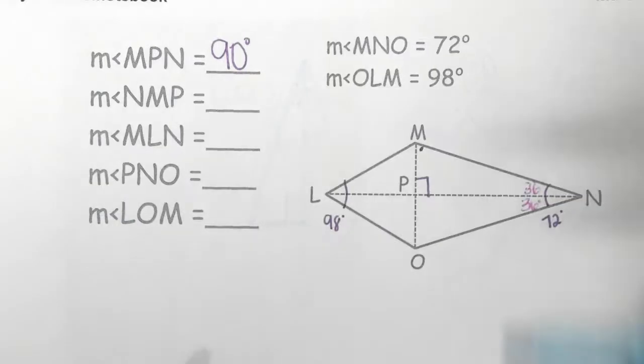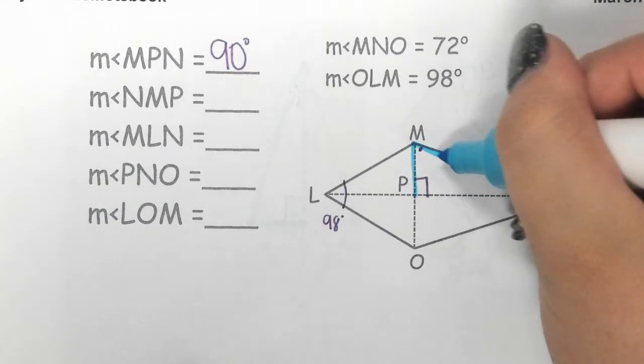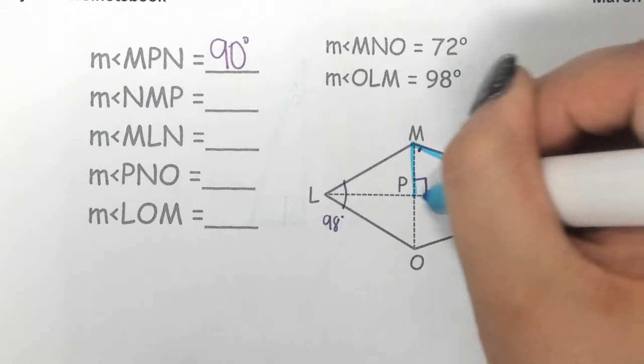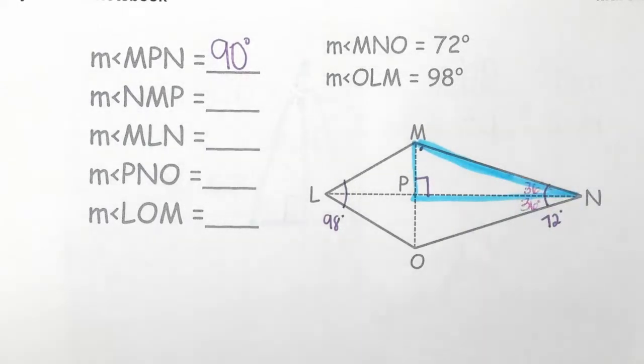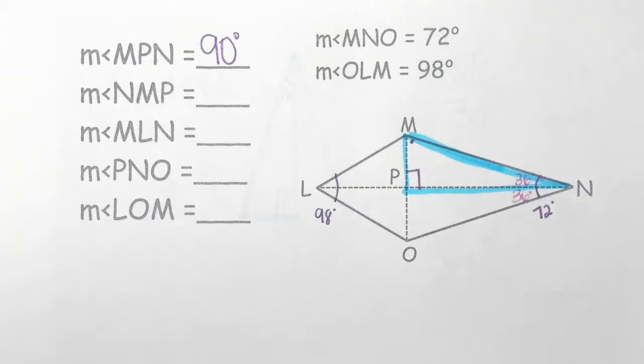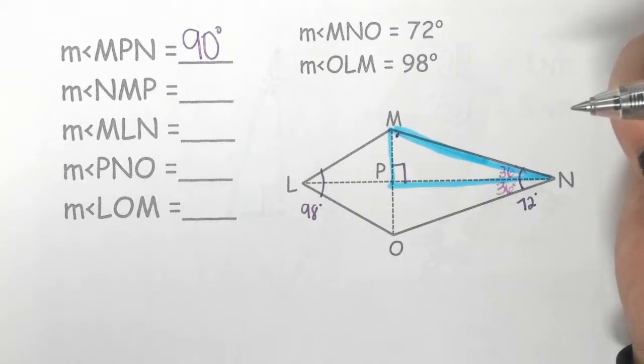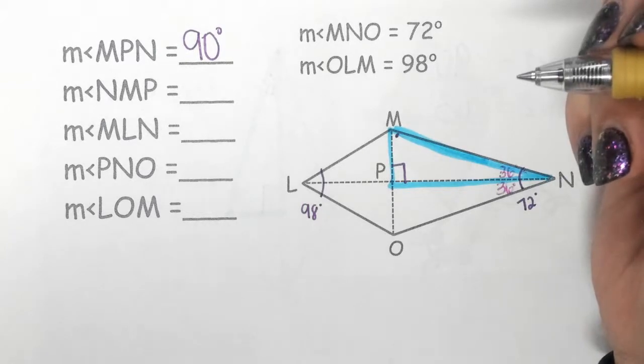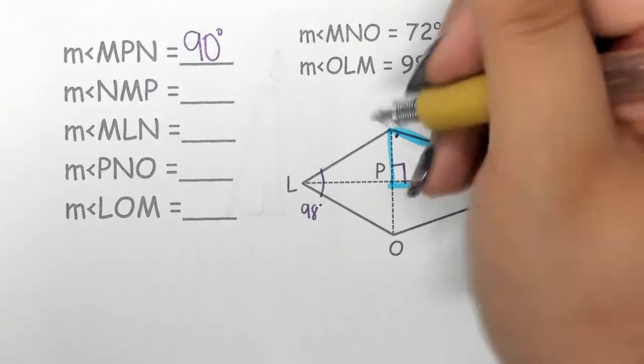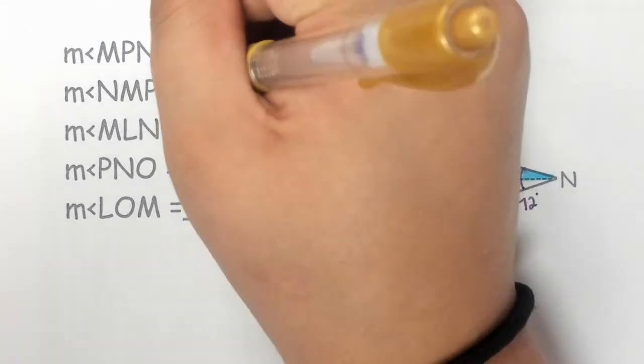So then, what do I know I have right here? A triangle. Add them together, subtract from 180, and then what do you get? 68. 68 is not right. 54, thank you.